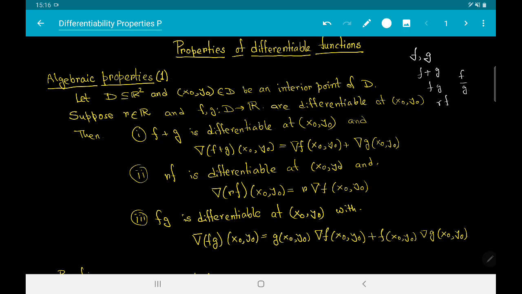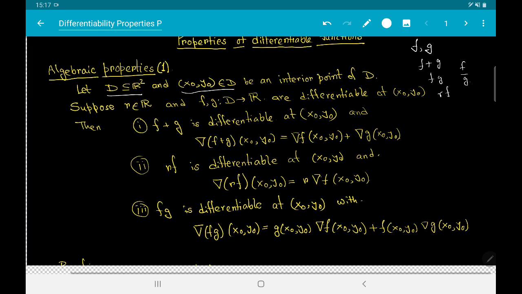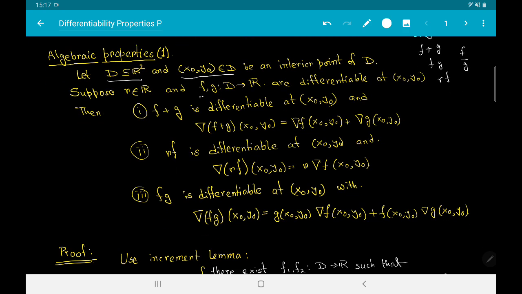So let us start. As always, we take a domain of a function. So D is a subset of R2 because we are going to consider functions in two variables. For differentiability, as I have mentioned in my previous video, I need an interior point of the domain. So suppose that f and g are two functions that are differentiable at the point that we have fixed, and also let us take a real number r.